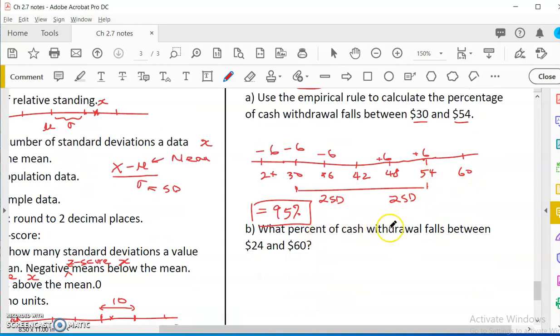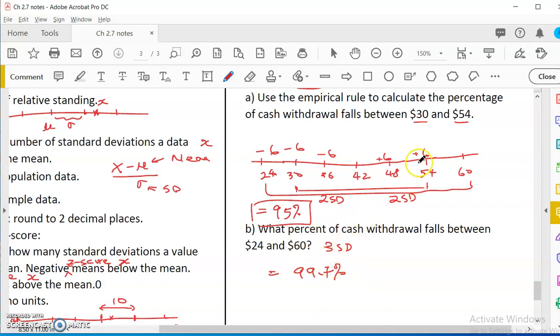B, what percent of cash withdrawals fall between 24 to 60? So you look at your tick marks. They always ask for these nice numbers. So 24 is here, right? And 60 is here. How many tick marks is it away? It's 3 tick marks. Do you see? 1, 2, 3, 3 below. 1, 2, 3, 3 above. So it's 3 standard deviations from both sides, right? So according to the empirical rule it's 99.7%.